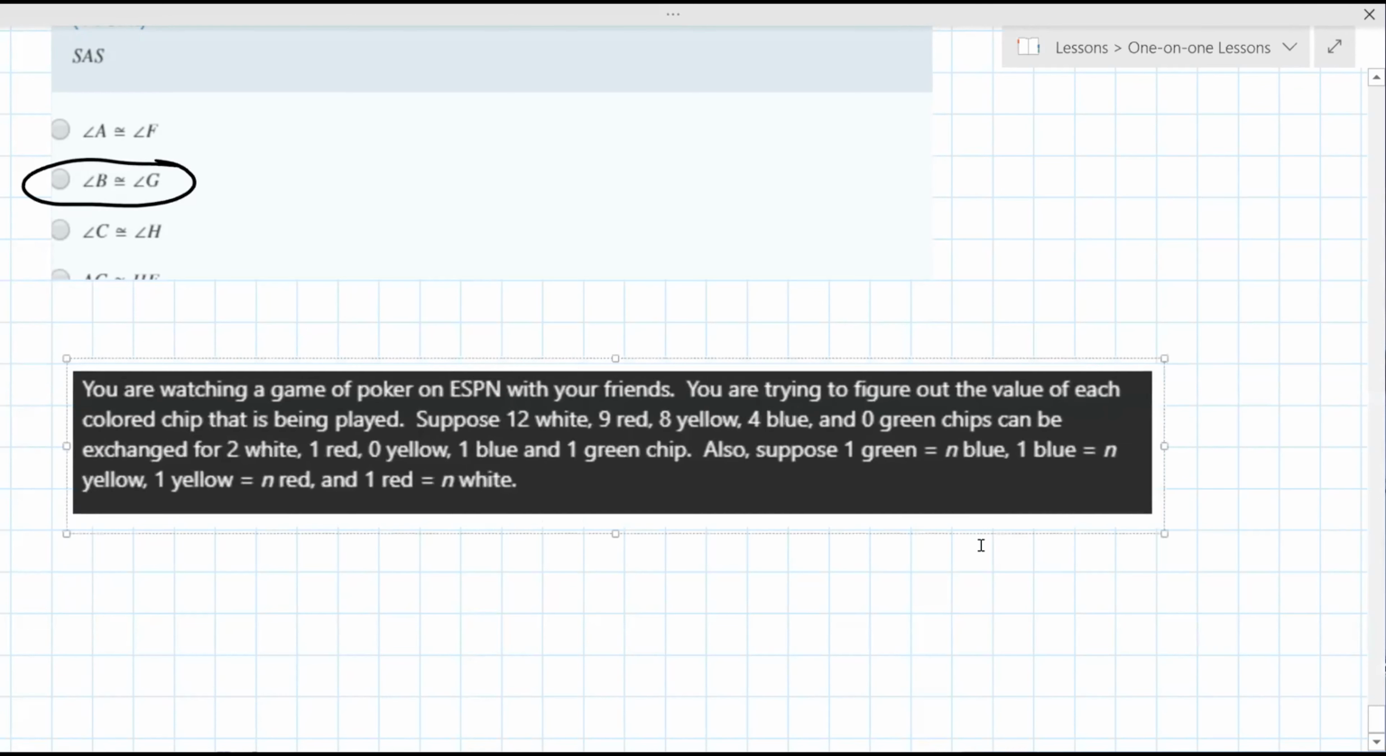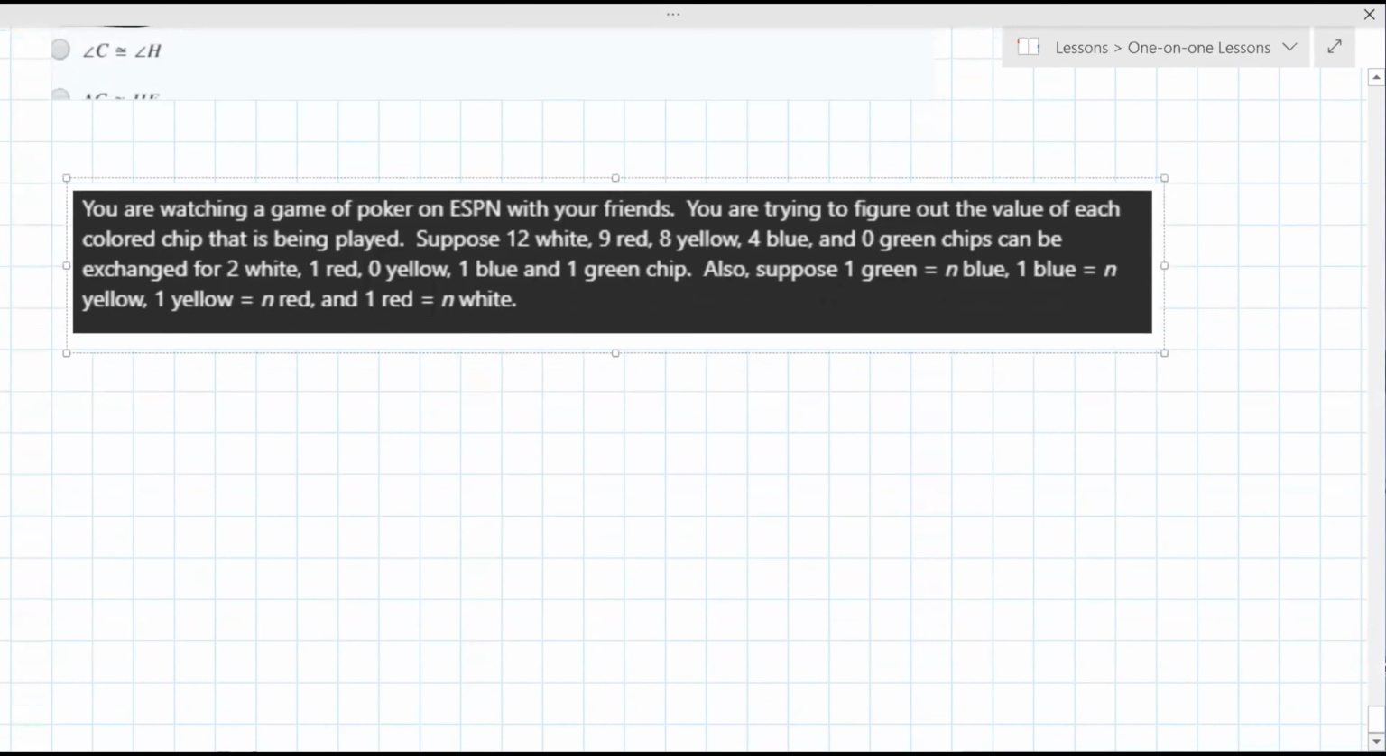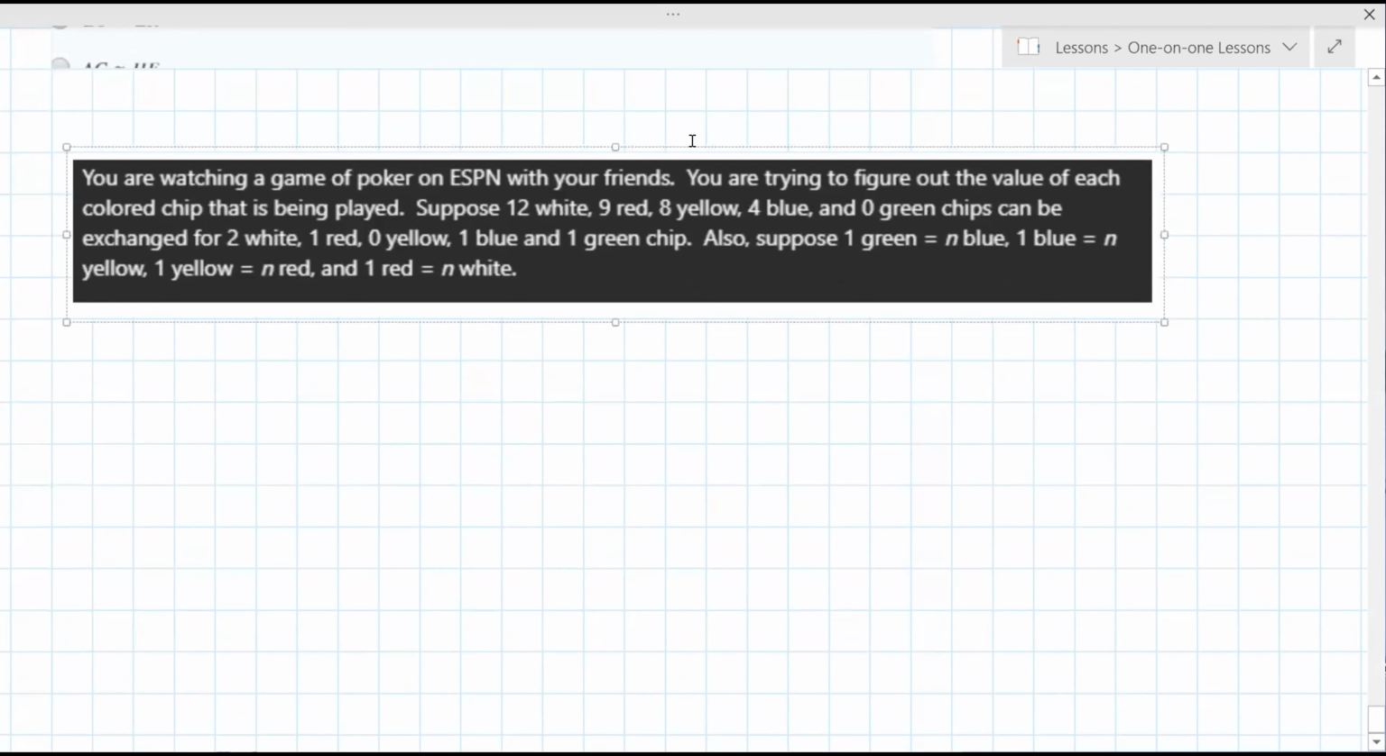All right. You are watching a game of poker on ESPN with your friends. I mean, I don't know anybody your age doing that, but okay. You are trying to figure out the value of each colored chip that is being played. Suppose 12 white, 9 red, 8 yellow, 4 blue, and 0 green chips can be exchanged for 2 white, 1 red, 0 yellow, 1 blue, 1 green chip. Also suppose 1 green equals n blue, 1 blue equals n yellow, 1 yellow equals n red, and 1 red equals n white. Is there a question here?